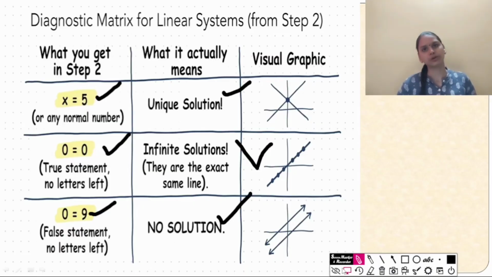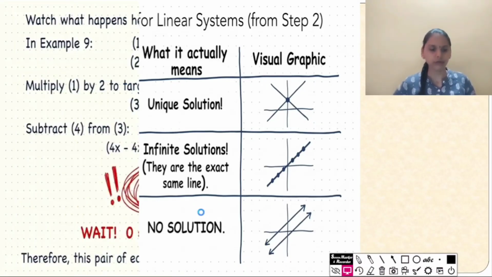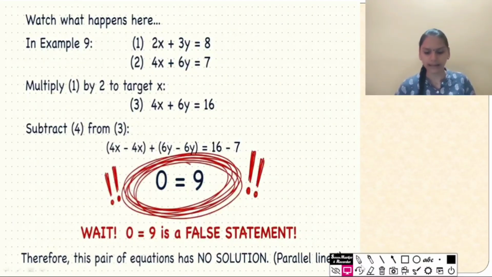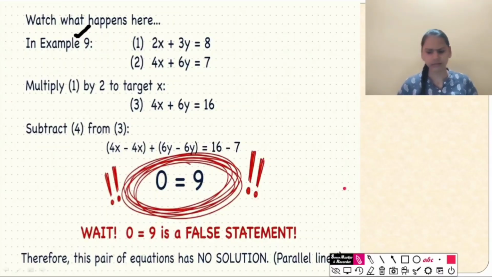Which means you have no solution. Okay, let's take an example for this last statement, for no solution. You have example 9 from your textbook only, it is taken.